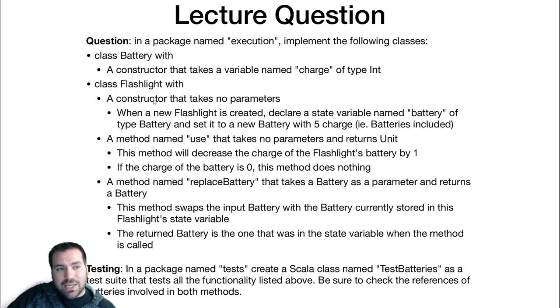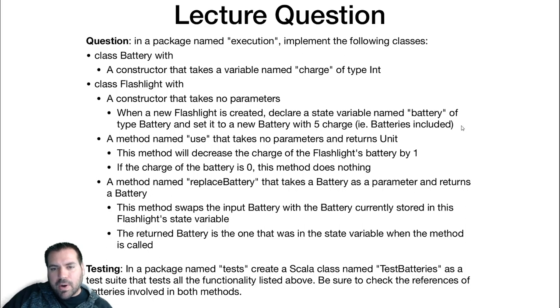Another class named flashlight, constructor that takes no parameters, but when a flashlight is created, create a state variable named "battery". This is a legit name, so you can use it in your testing. The variable named battery stores a new battery with a charge of 5. So when you create a new flashlight, you should create a variable named battery that stores a new battery with a charge of 5. So the flashlight has batteries included, is what we're saying here.